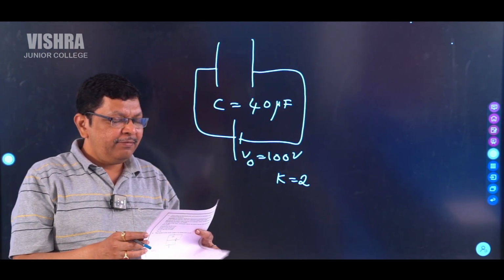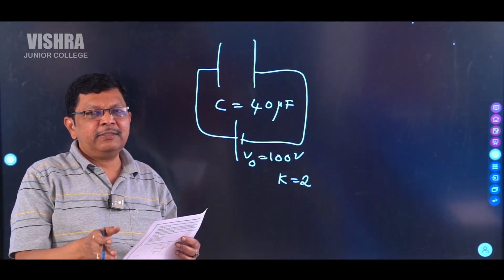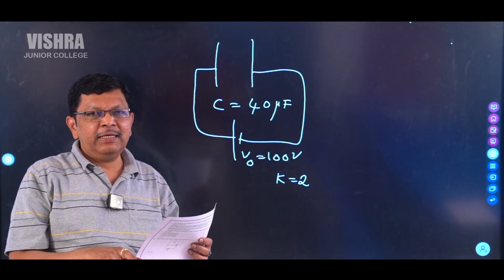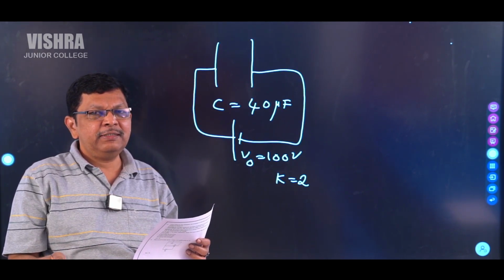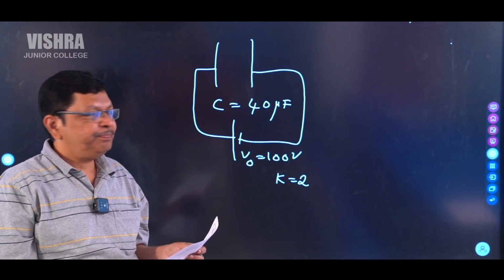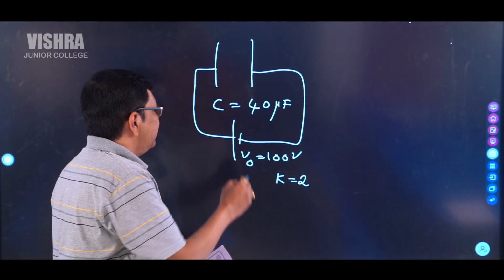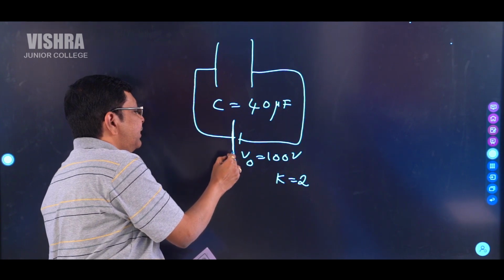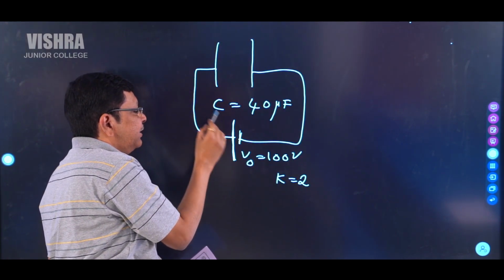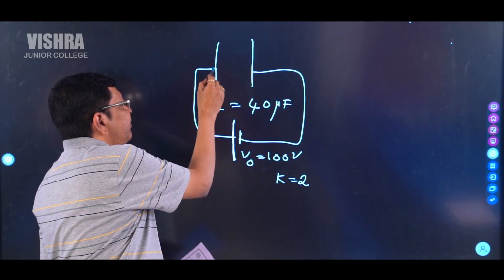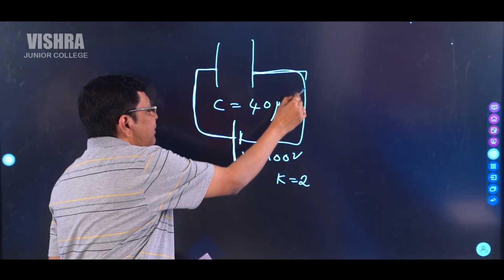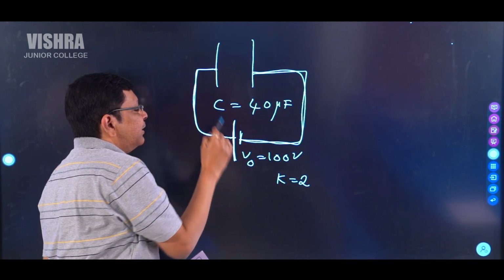One is, after placing the dielectric, the extra charge passing through the battery, and the other is the change in electric potential energy before and after placing the dielectric. So these two things we have to find out here. In both the cases, before placing the dielectric and after placing the dielectric, the capacitor is continuously connected to the battery. The battery will always maintain the potential difference between the two plates of the capacitor as V0, 100 volts only.